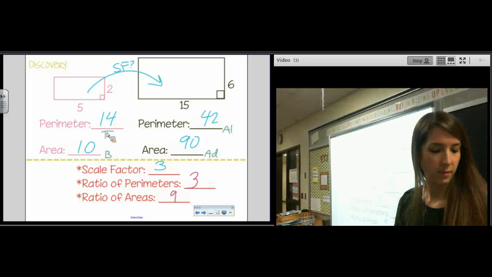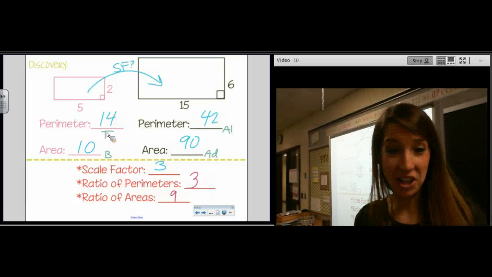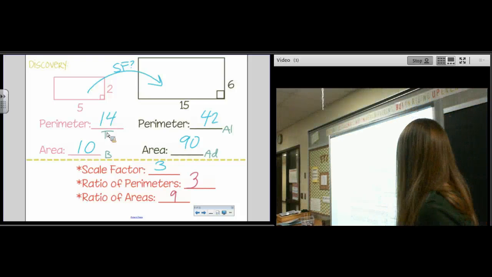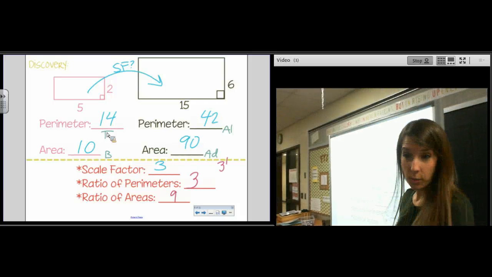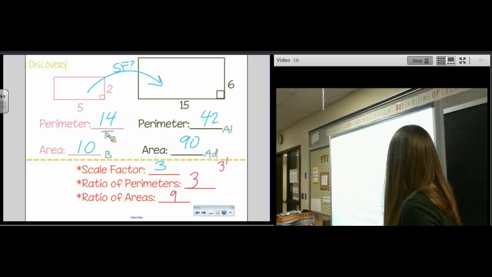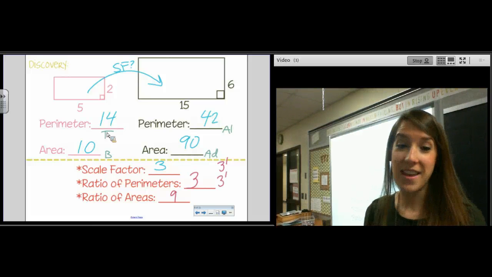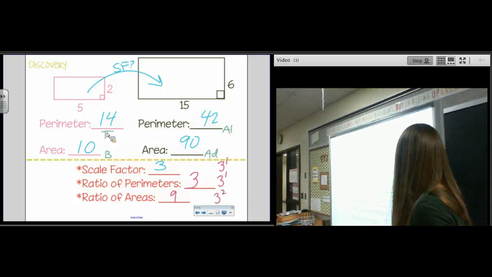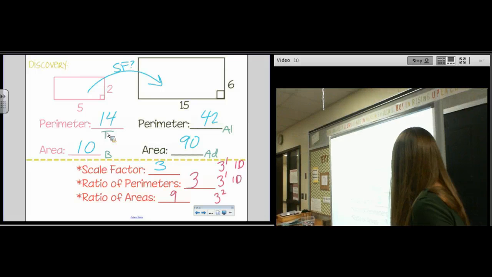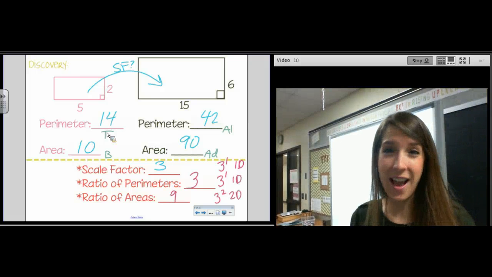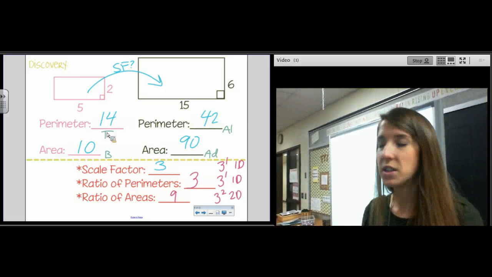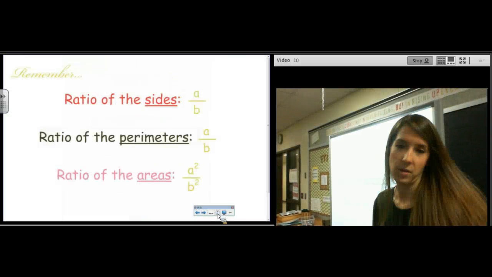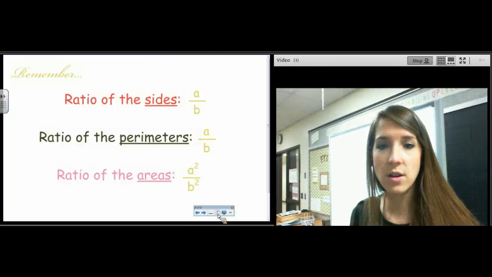9. So now we need to make a connection. The scale factor is 3. So that's like saying 3 to the 1. The ratio of the perimeters is also 3 to the 1, but the ratio of the areas, very good, is 3 to the 2. 1D, 1D, 2D. Remember that lesson now? The 1D and the 2D? So that's what we're getting at with this.